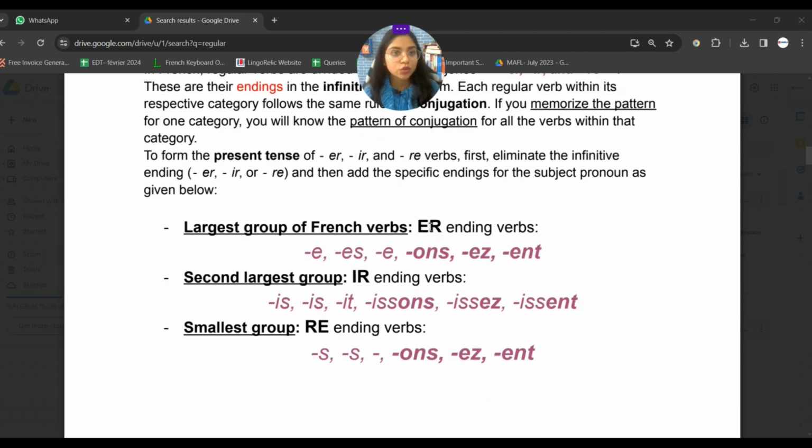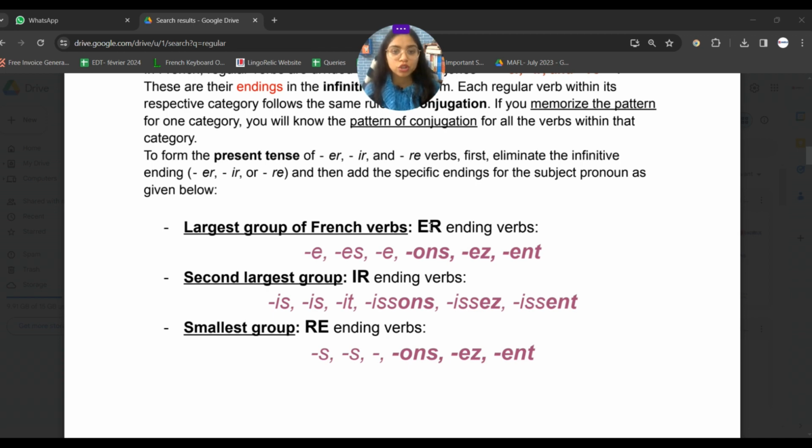Now let's understand how to conjugate an ER group verb. To conjugate it, you just take the full verb and remove the ER ending from it. Whatever remains in the spelling is called the radical, le radical. This radical now needs to be put with all the pronouns, je, tu, il, elle, on, nous, vous, ils, elles, in a sequence, just like it was explained to you before. So you put this radical with all of the pronouns, and now you have to put specific endings to each of the forms.